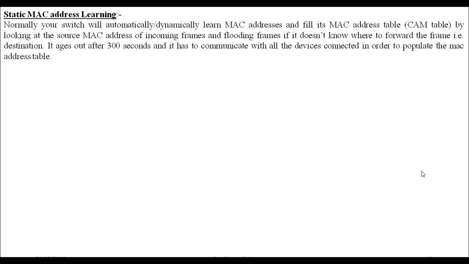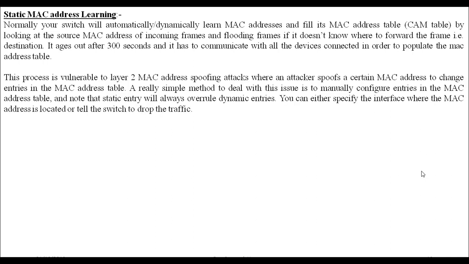Normally, your switch will automatically or dynamically learn MAC addresses and fill its MAC address table by looking at the source MAC address of incoming frames and flooding frames if it doesn't know where to forward the frame. It ages out after 300 seconds and it has to communicate with all the devices connected in order to populate the MAC address table. This process is vulnerable to layer 2 MAC address spoofing attacks, where an attacker spoofs a certain MAC address to change entries in the MAC address table.